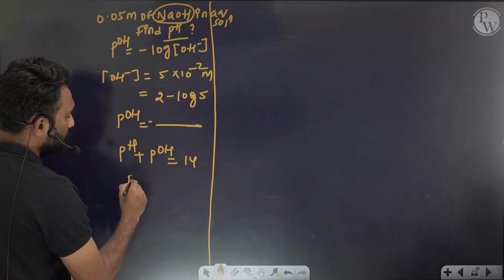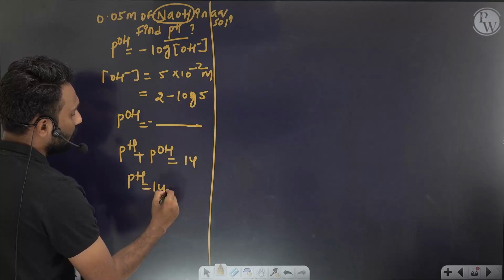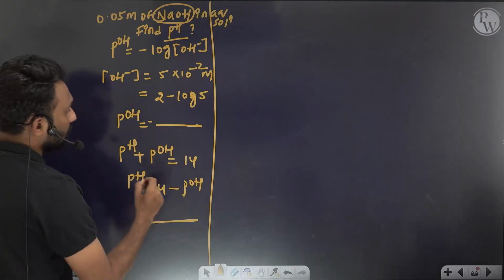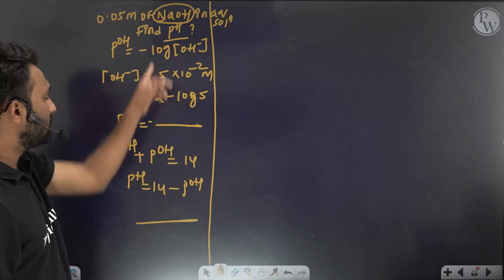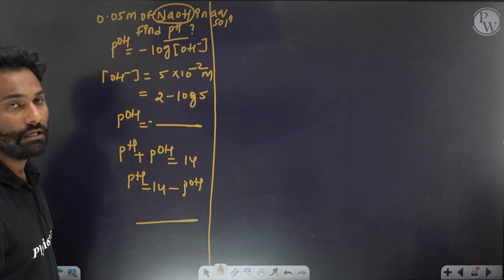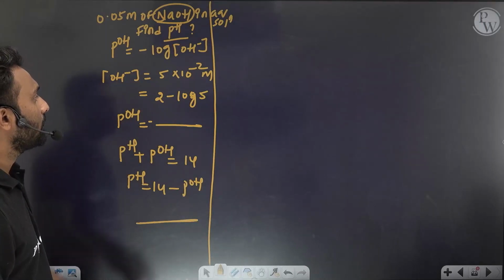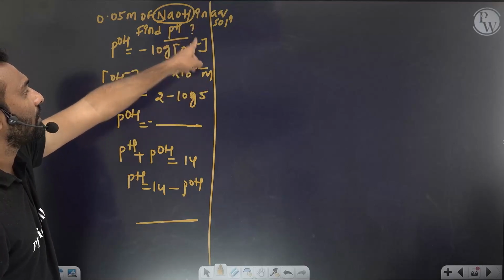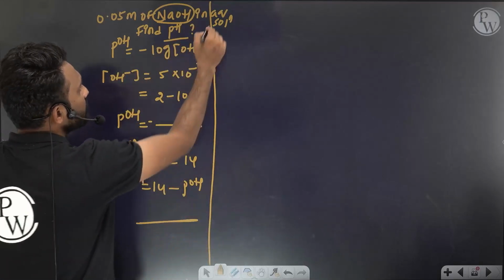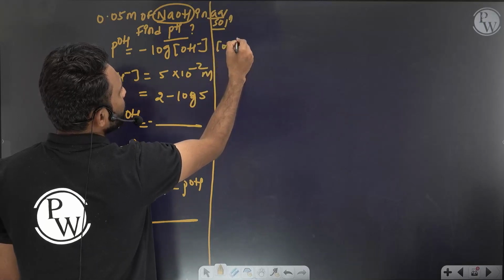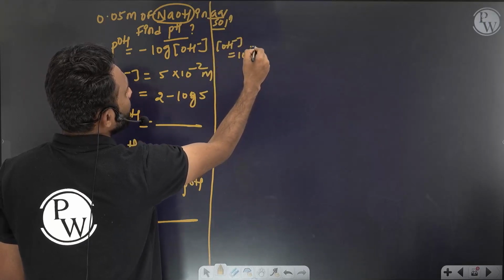Now here the pH is equal to 14 minus whatever the pOH value we got. Now what is the pH value, please comment in the comment box. Okay, see here also we are not taking the OH minus ion concentration. In aqueous solution, how much is the OH minus ion concentration? 10 to the power minus 7 molar.